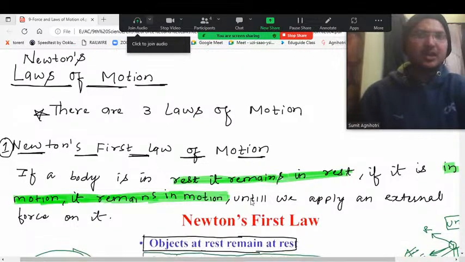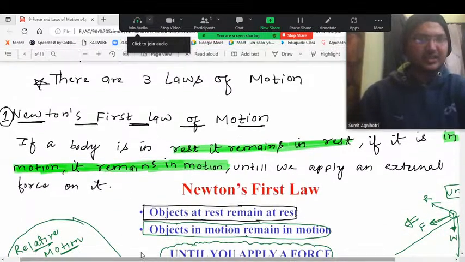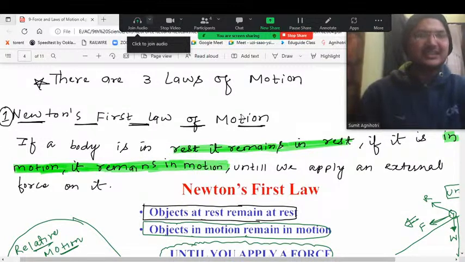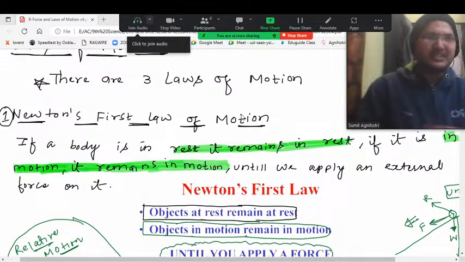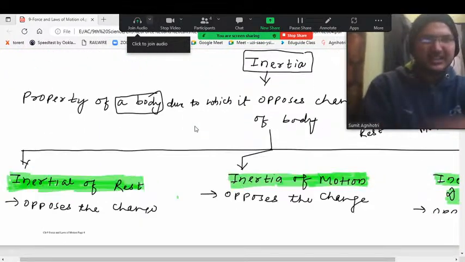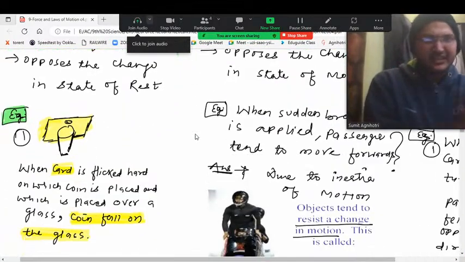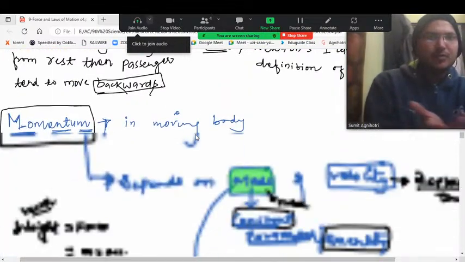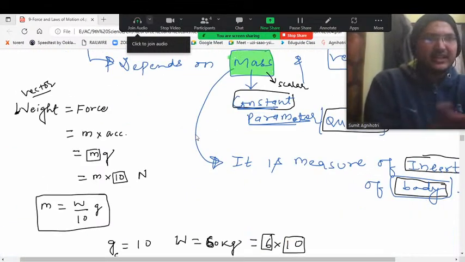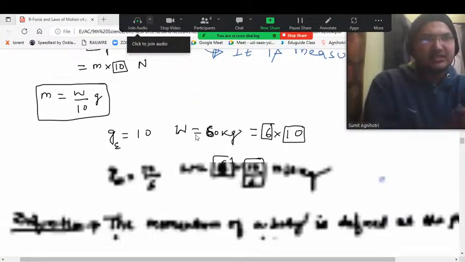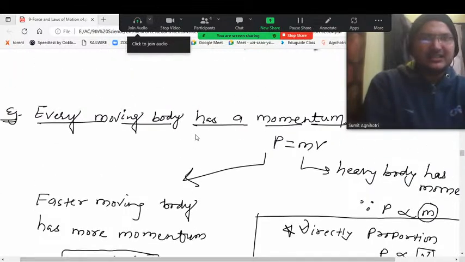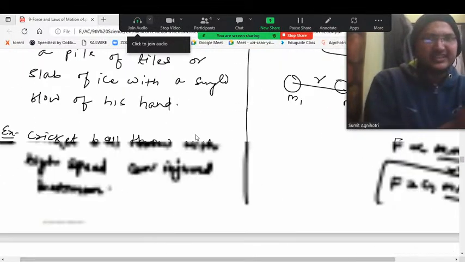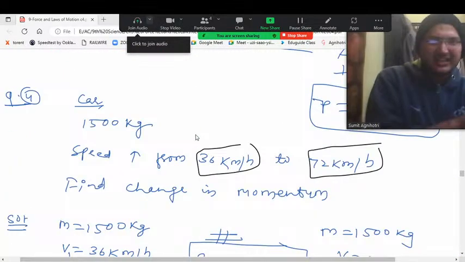Then we have laws of motion. There is actually Newton's first law that tells us that if object is moving, it will keep on moving. If it is at rest, it will keep on in rest position unless you apply an external force. It is the first law. I will explain in next class. Then we have inertia. I will explain it in detail in next class. Then we have momentum, and we have second law of motion that tells that force is equal to rate of change of momentum. Then we have third law that tells us for every action there is equal and opposite reaction. I will explain it in detail in next class.